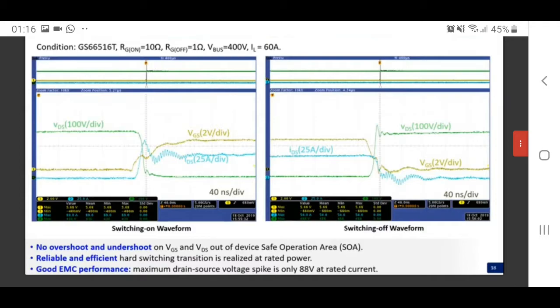Let's look at the hot switching waveforms of the control group. As you can see in the picture, no undershoot and overshoot on VGS and VDS out of device SOA were observed. So reliable and efficient hot switching transition has been realized at rated current. A good EMC performance can be expected. As you can see, the voltage spike is only 88 volts at the maximum device current.